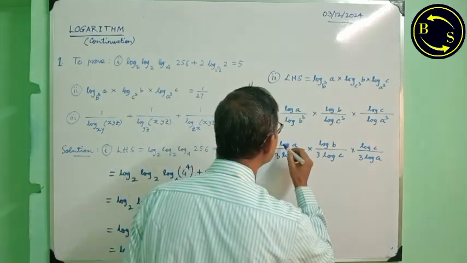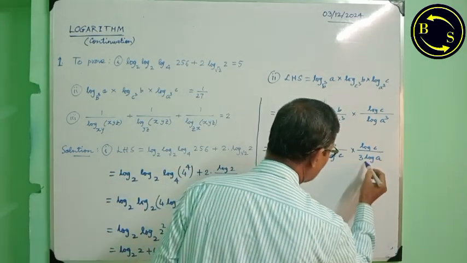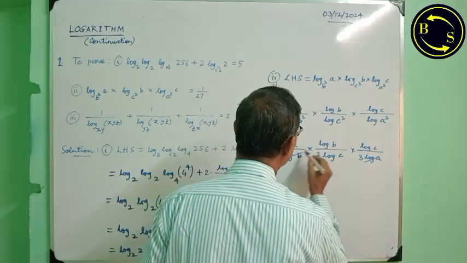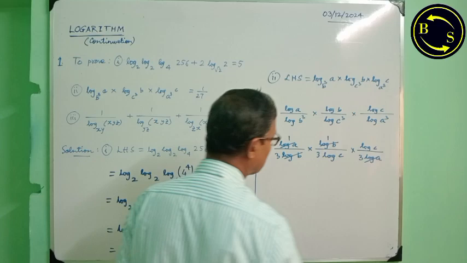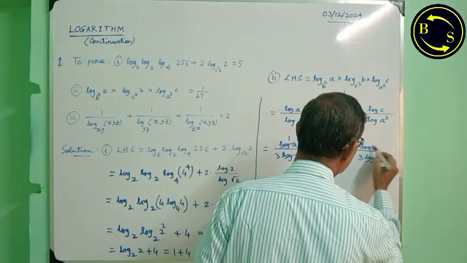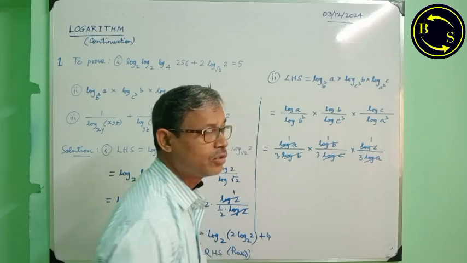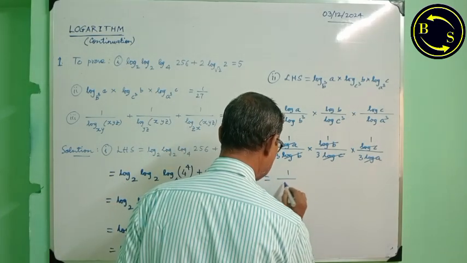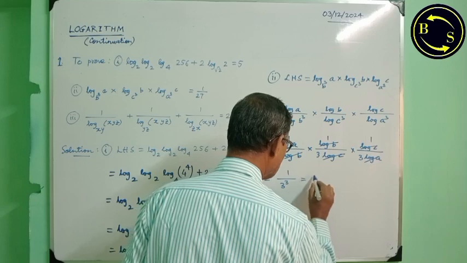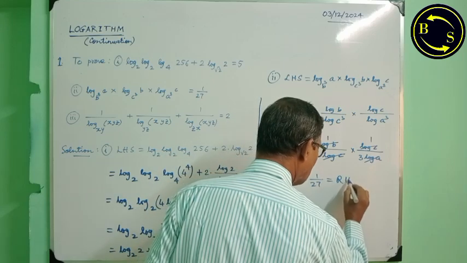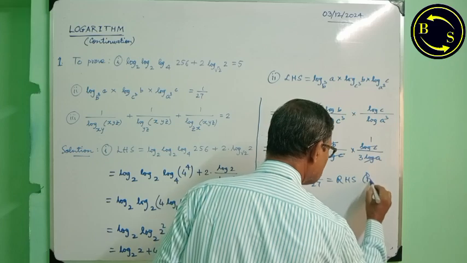Now we see log a is cancelled from numerator and denominator, log b cancelled from numerator and denominator, log c also cancelled. Therefore, we get 1 by 3 cube, that is 1 by 27, the RHS result.